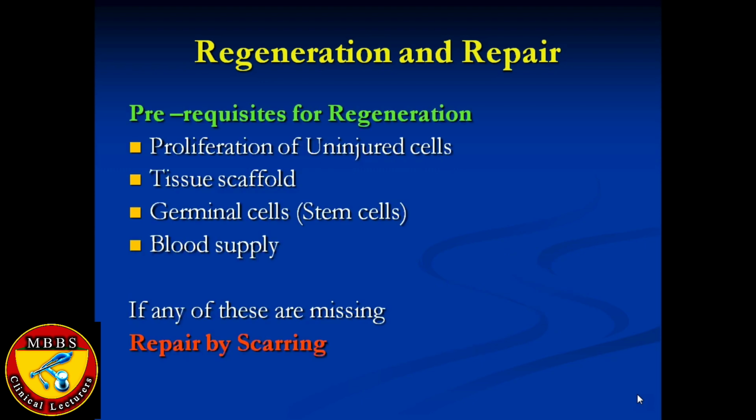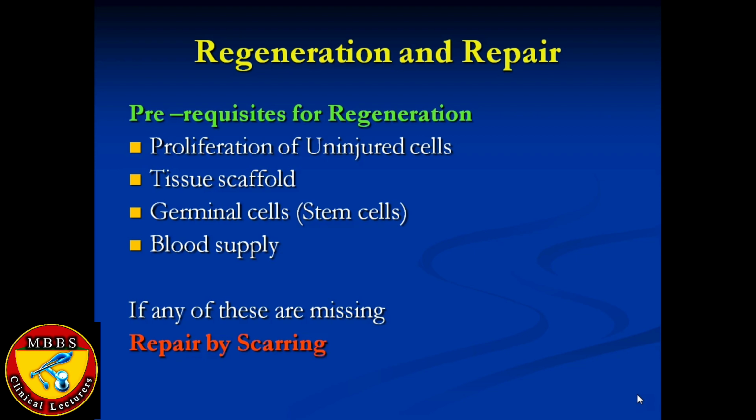The process of regeneration requires certain prerequisites. That is, certain conditions need to be fulfilled if regeneration has to take place. Now, what are those conditions? First of all, there should be some uninjured cells which are able to proliferate and replace the injured tissue. Then there should be a tissue framework present. A connective tissue framework should be there in order to align these proliferating uninjured cells.